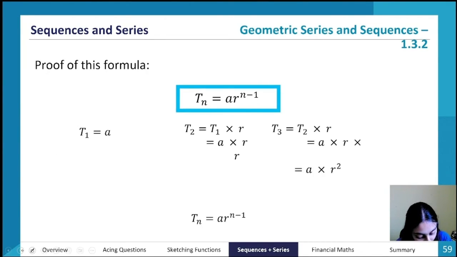The proof for this equation is that the first term is obviously a. The second term will be T1 times r, so ar. The third term will be T2 times r, so a times r, which is ar to the power of 2. T4 will be ar cubed, and so on and so forth, which just leaves us with our final equation, which is Tn is equal to ar to the power of n minus 1.